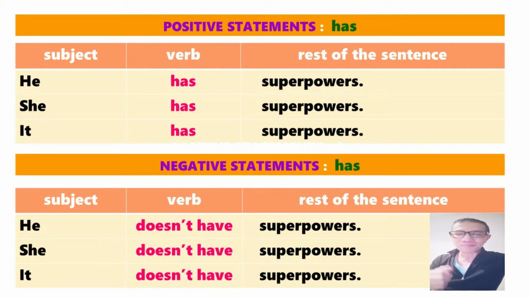It's so wrong. Okay, so remember that in negative statements, you say he doesn't have, she doesn't have, it doesn't have. I hope it's clear.